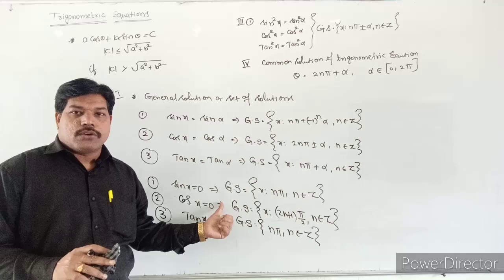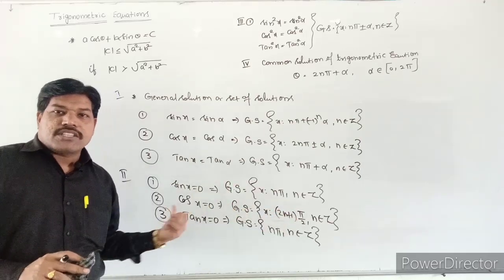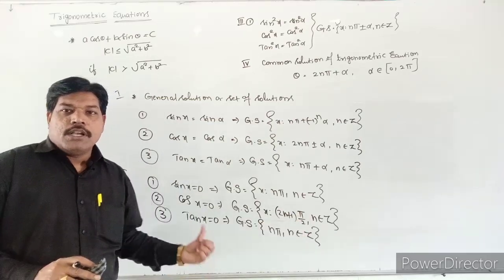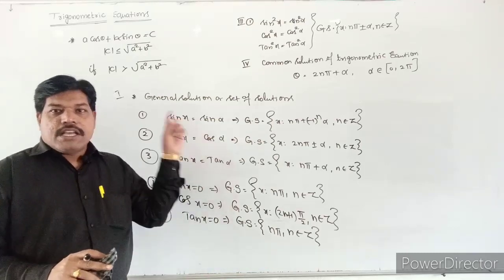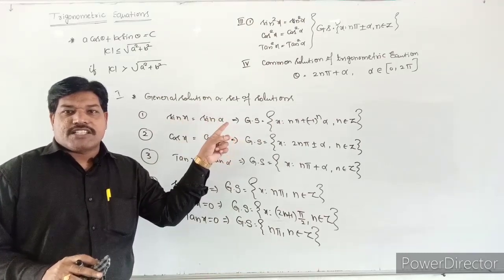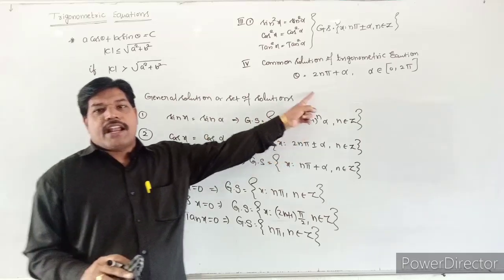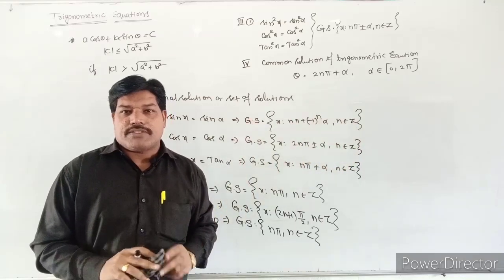Sin x is equal to 0. What is the general solution? n pi. Cos x is equal to 0. What is the general solution? 2n plus 1 into pi by 2. So what about tan x is equal to 0, students? That is n pi. Next, sin x is equal to sin alpha. Then the general solution is n pi plus minus 1 power n into alpha, n belongs to Z. These are the general solutions. Okay.